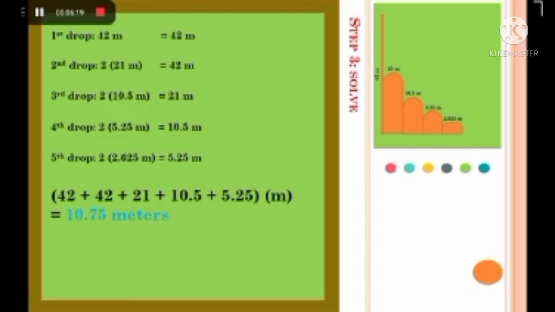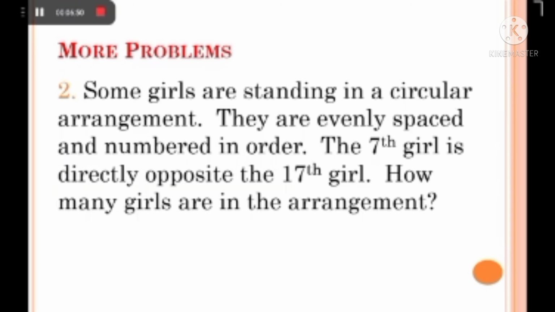Okay, so to solve the problem, let us find the sum of the meters that we have in each drop. So 42 plus 42 meters plus 21 meters plus 10.5 meters plus 5.25 meters is equal to 10.75 meters. So, the answer is 10.75 meters.